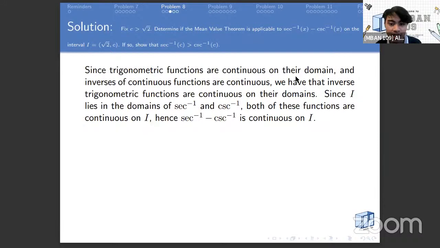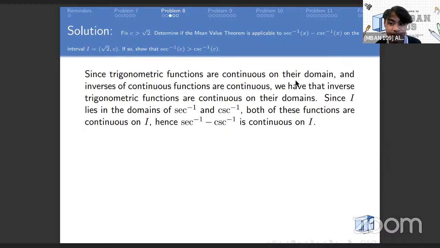Since trigonometric functions are continuous on their domain and inverses of continuous functions are continuous, we have that inverse trigonometric functions are continuous on their domains. Since I lies in the domain of arc secant and arc cosecant, both of these functions are continuous on I. Hence, arc secant minus arc cosecant is continuous on I.